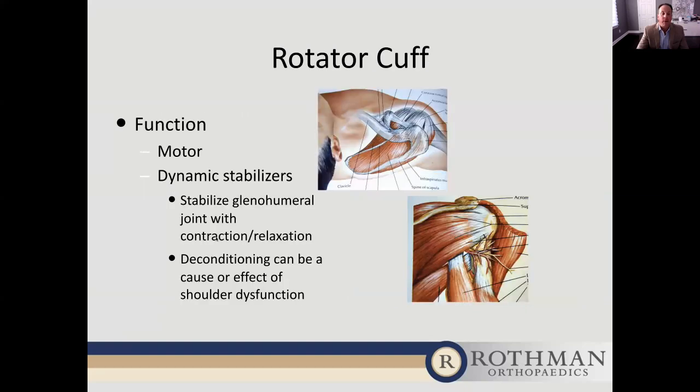The rotator cuff are basically the four main muscles of the shoulder. They function to rotate the shoulder in space and allow a position of the hand in space as well. There can be deconditioning of these muscles, and that can either lead to a cause of shoulder pain, or the shoulder pain can be a cause of rotator cuff deconditioning.